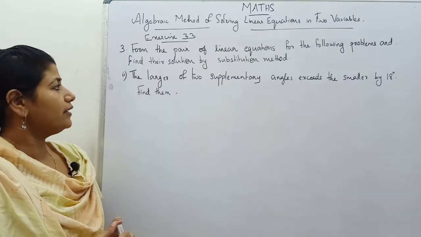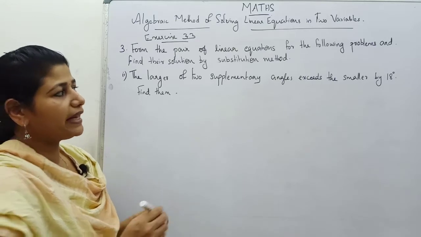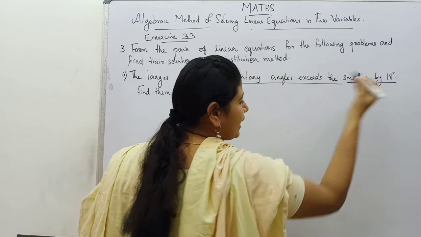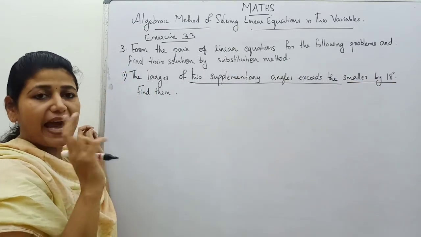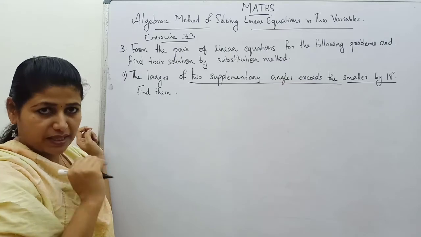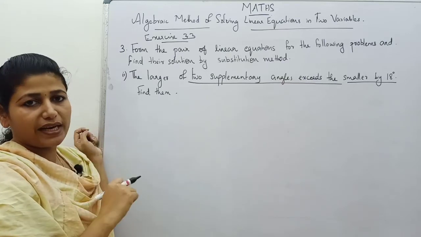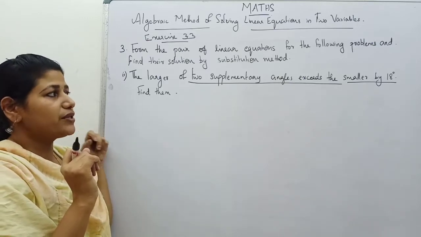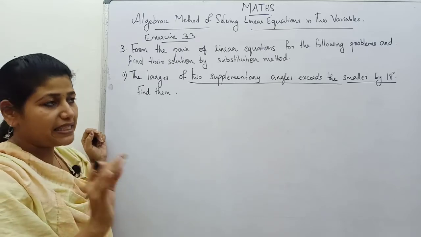Second question. The larger of two supplementary angles exceeds the smaller by 18 degree. So you are given two angles, and those two angles are supplementary. What is meant by supplementary? Supplementary angles means the sum of those two angles will be 180 degree, that you have studied in your earlier class.